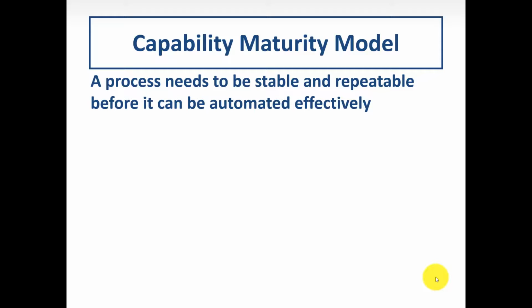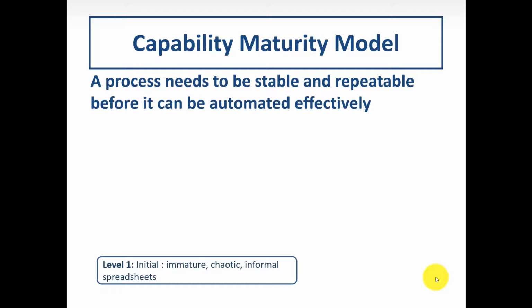So there is a so-called capability maturity model. I think it's important that you have that in mind, that defines certain levels. Level 1 is the level that I just described. It's the initial level. It's an organization with an information system that is very immature, chaotic, informal spreadsheets that, you know, sometimes people have different versions of, and of course with different information.